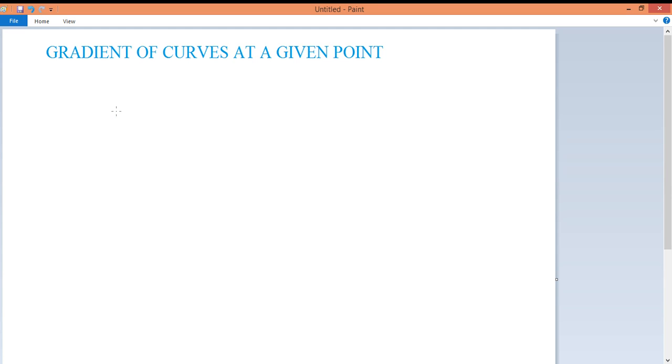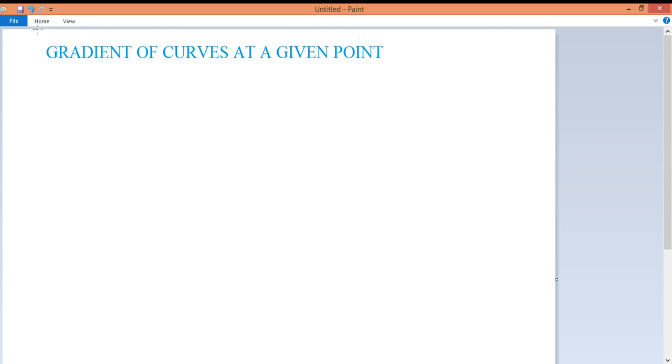Pardon me for that vacuum. But today, we are going to continue our lessons. But before we continue, let's look at what we did last time. Last time, we learned how to find the gradient of curves at a given point. The gradient of a curve at a given point.